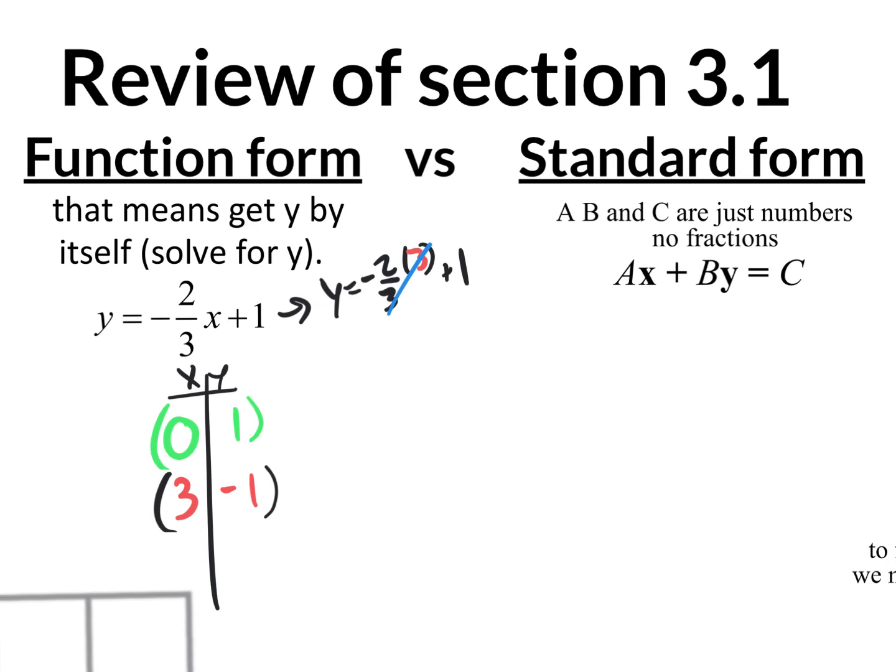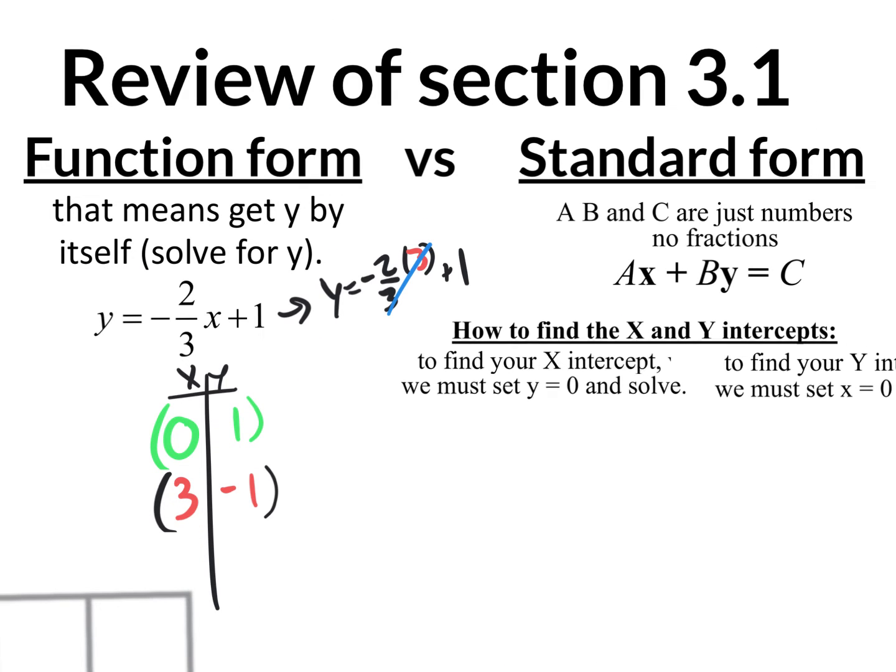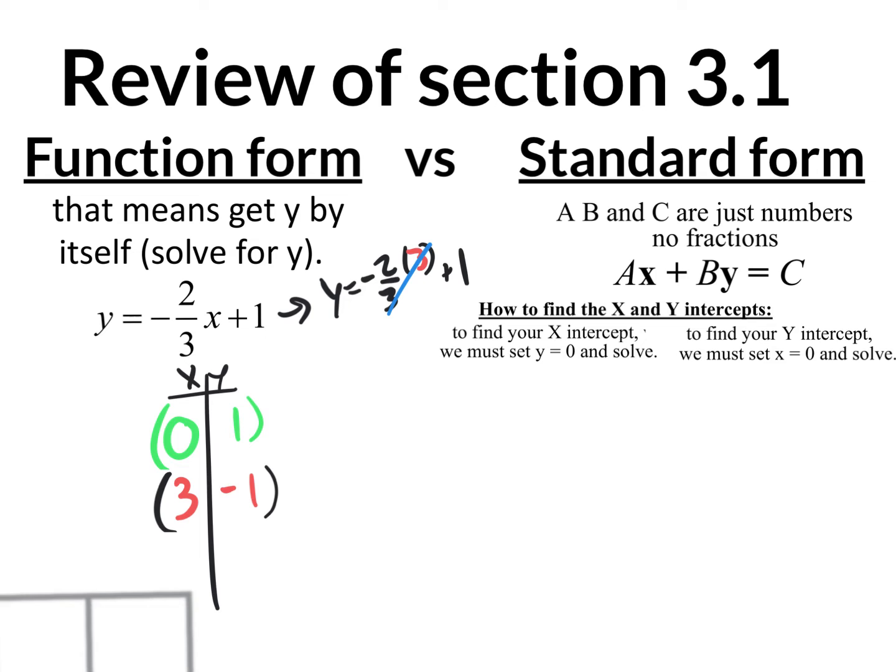But the reality is, how do you find the x and the y-intercepts? Well, to find your x-intercept, you set y equal to 0 and solve. To find your y-intercept, you set x equal to 0 and solve. And eventually, after doing this a couple of times, you'll be able to find the x and y-intercepts without even doing any math. I'm talking about just covering up the x term, solving for y, and then covering up the y term and solving for x.